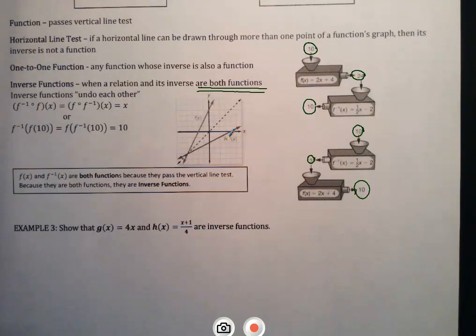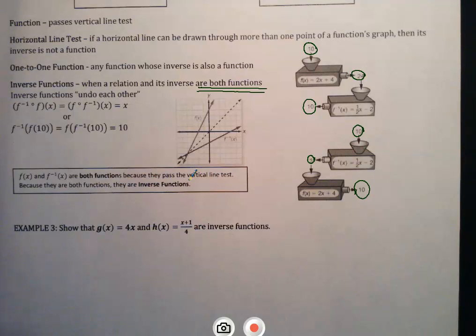Okay, so then there's also this note I want you to, hopefully to help you understand, that f of x and the inverse of f of x are both functions because they pass the vertical line test. Because they are both functions, they are inverse functions. So it's taking another step to describe them.